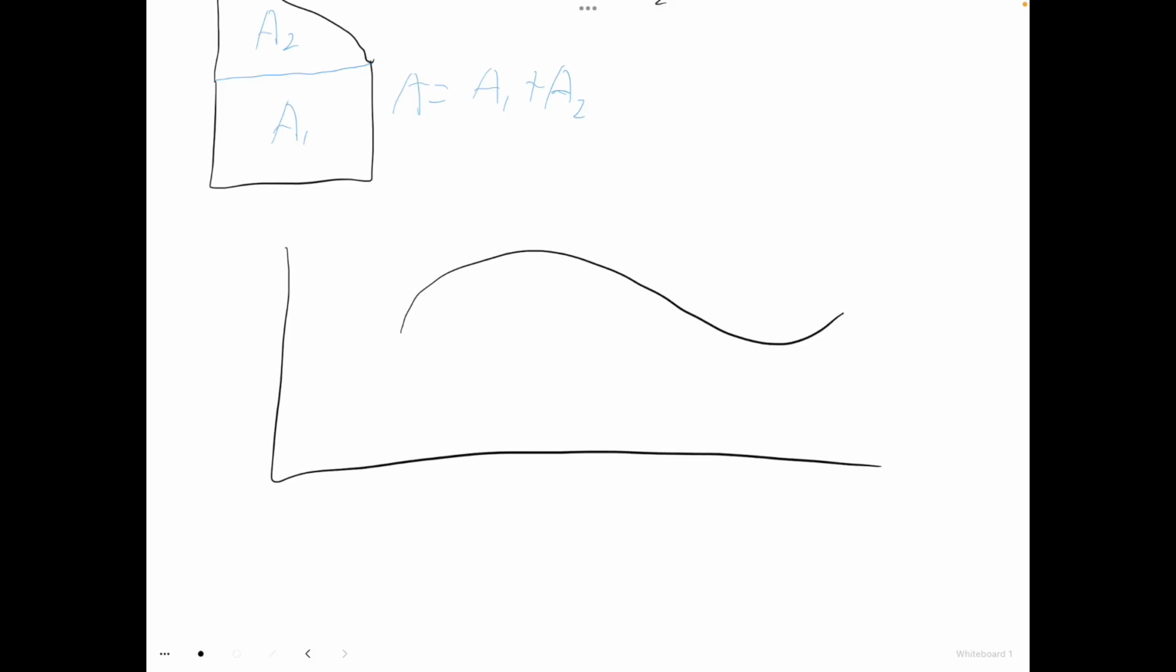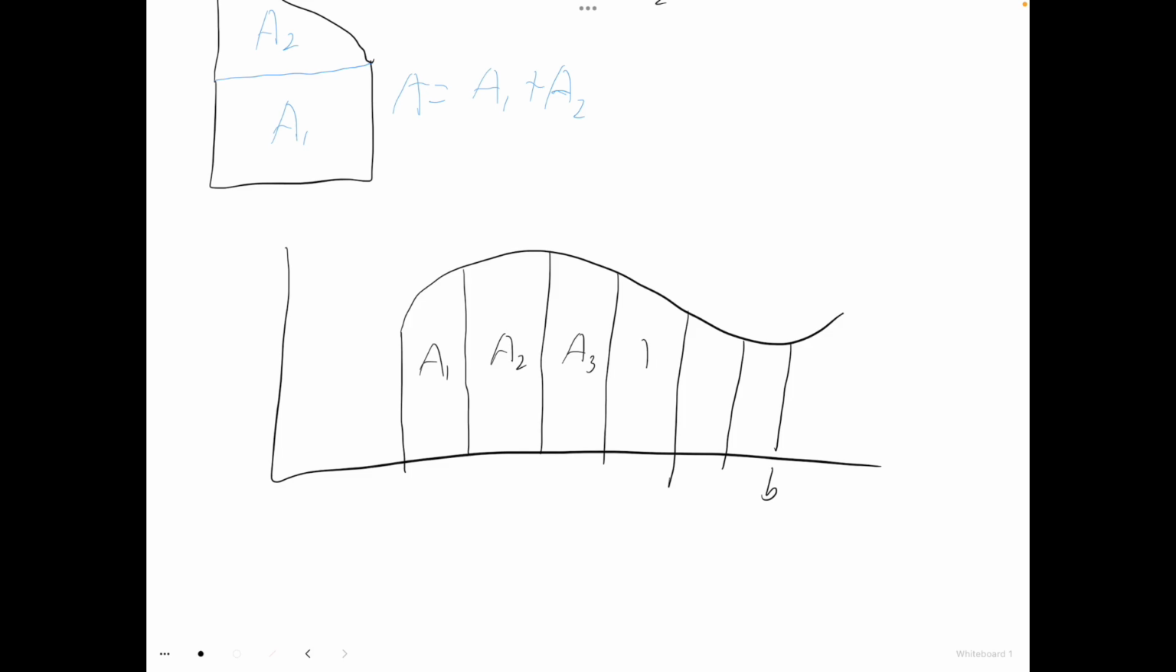So if we have some region, we're just going to break it up into pieces. Area 1, 2, 3, 4, 5, and 6. And then the sum of the 6 areas would be the whole area. So A is A1 plus A2, and so on up to A6. Now this makes a lot of sense, and this would give us the area. But the problem is we don't really know how to compute these areas either.